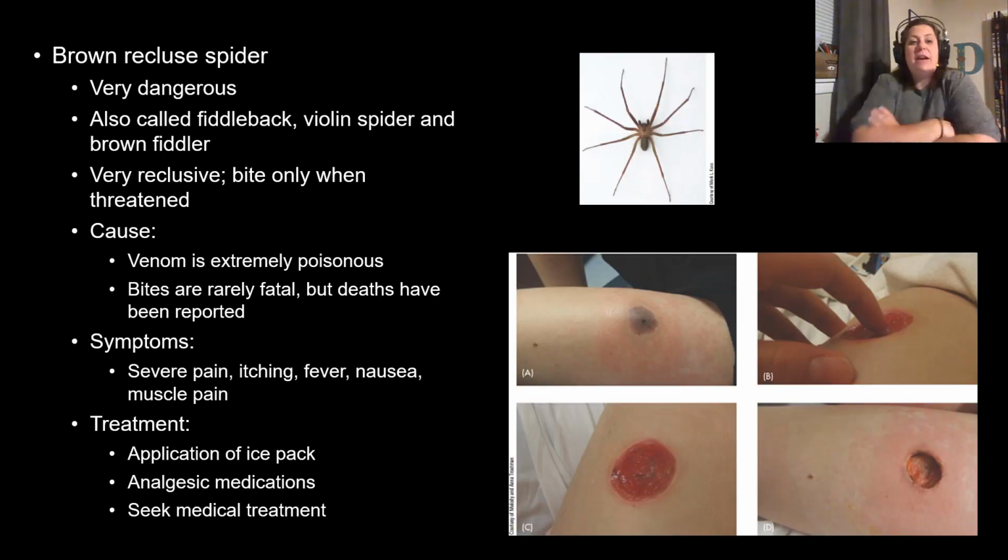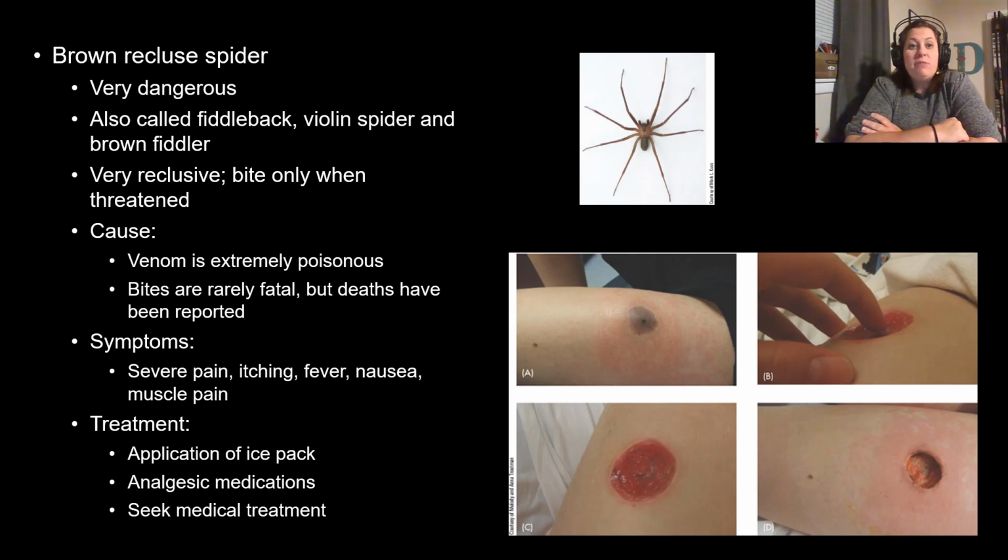Another type of spider bite is a brown recluse spider. These guys are very dangerous. They're also called fiddleback or violin spiders due to the shape of what looks like a violin on the back, and so sometimes they're also called the brown fiddler.